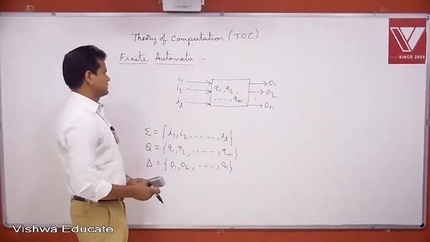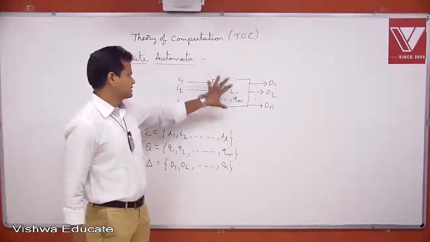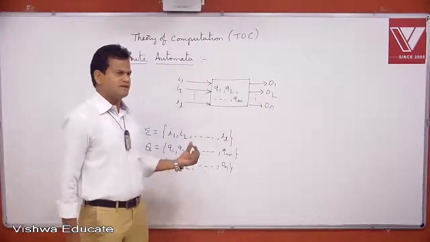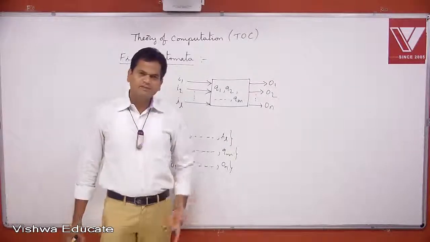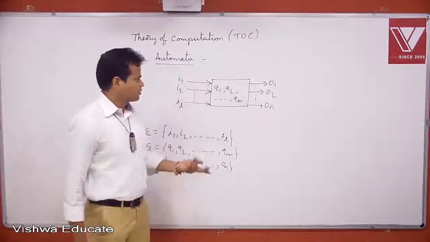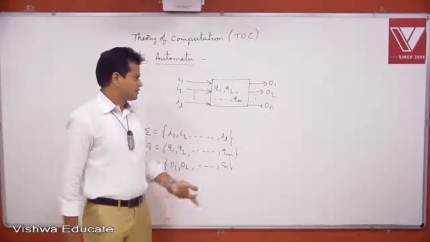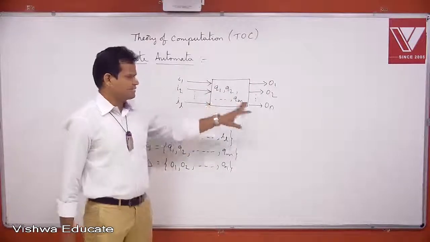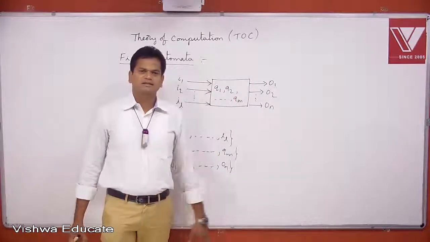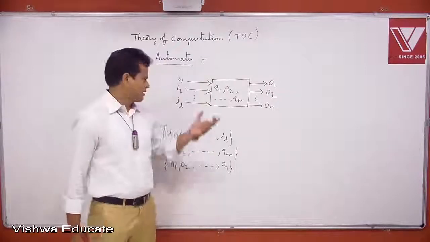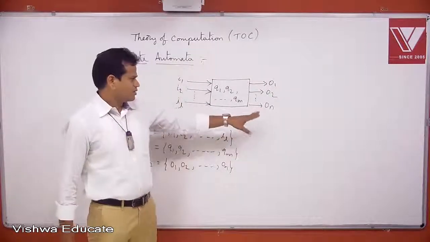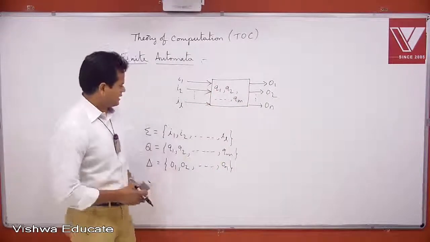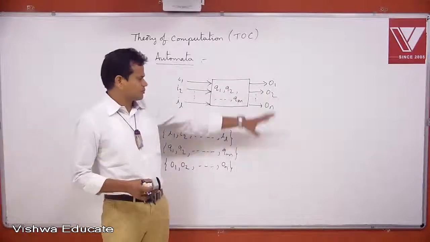These are the inputs, these are the states, and these are the outputs. These numbers can be in any manner. The inputs may be equal to outputs, or outputs may be less, or outputs may be more, or states may be more, or states may be less. There is no relation, no condition like that. It is not that inputs must be equal to outputs, or outputs must be less than states or more than states. Not like that.